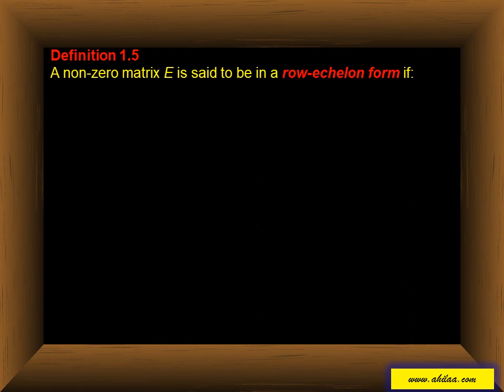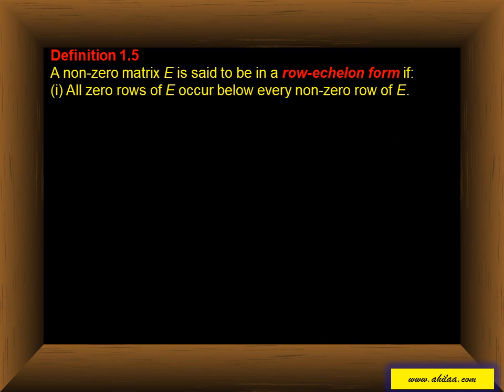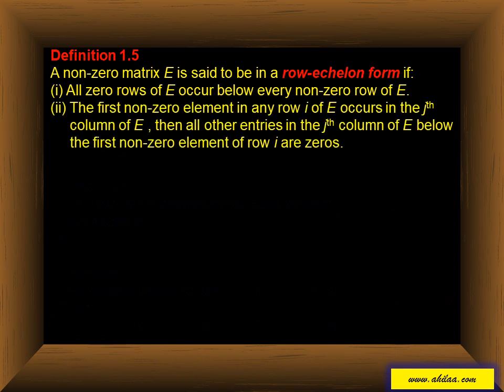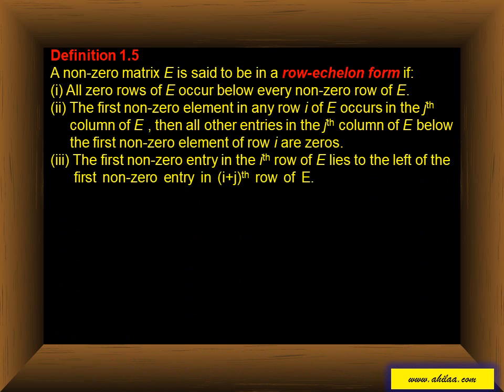Definition 1.5. A non-zero matrix E is said to be in a row-echelon form if, first point, all zero rows of E occur below every non-zero row of E. Second point, if the first non-zero element in any row i of E occurs in the jth column of E, then all other entries in the jth column of E below the first non-zero element of row i are zeros. Third point, the first non-zero entry in the ith row of E lies to the left of the first non-zero entry in the (i+1)th row of E.